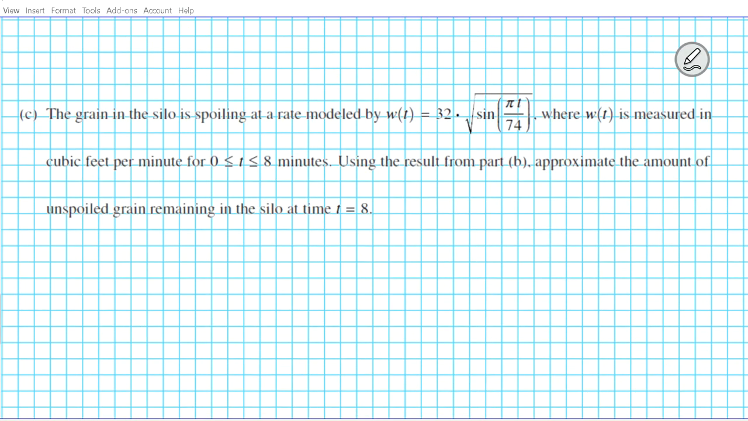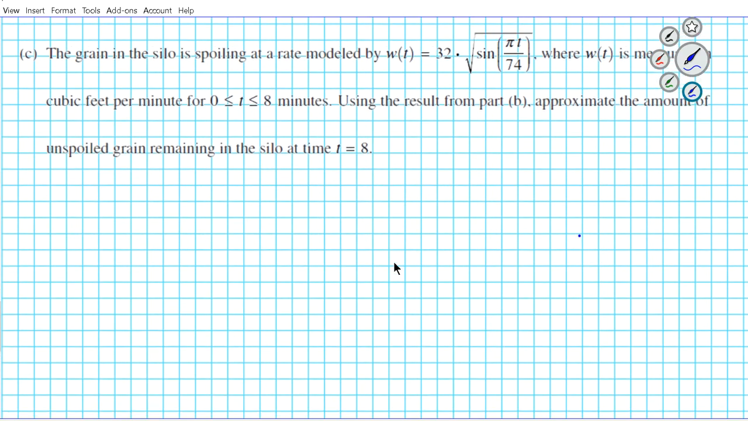All right, let's take a look at part C. In this case, we're going to be looking for net amount calculations. So let's do it. Problem 3, 1C reads: the grain in the silo is spoiling at a rate modeled by W of t equals 32 root sine pi t over 74, where W of t is measured in cubic feet per minute from 0 to 8 minutes. Using the result from part B, approximate the amount of unspoiled grain remaining in the silo at time t equals 0. Let's write down the formula that's going to guide our problem solving process.